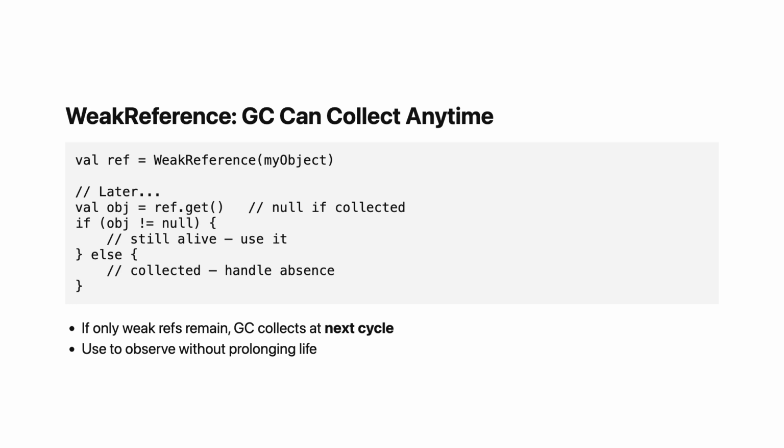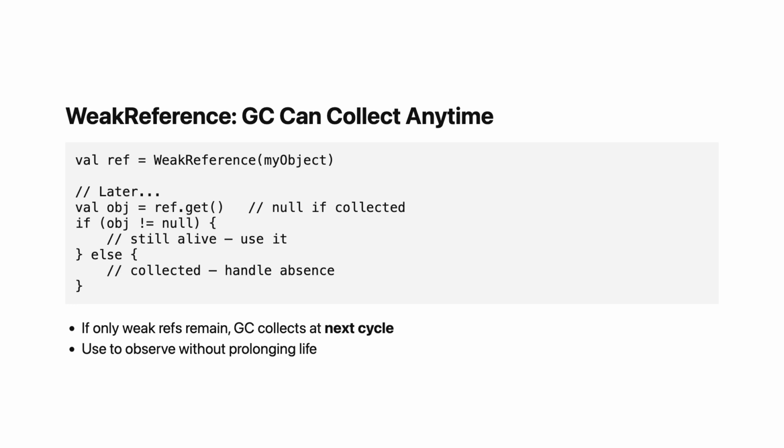Remember the activity leak pattern, a callback manager holding a strong reference to an activity. If that reference were a weak reference instead, the activity would be collected normally when it is destroyed, and the manager would get null when it tried to use it.